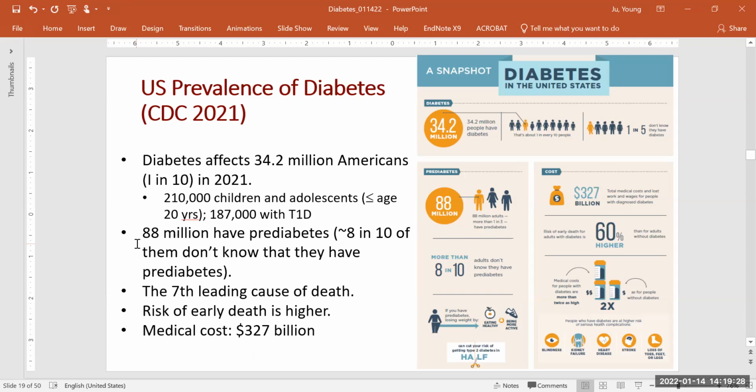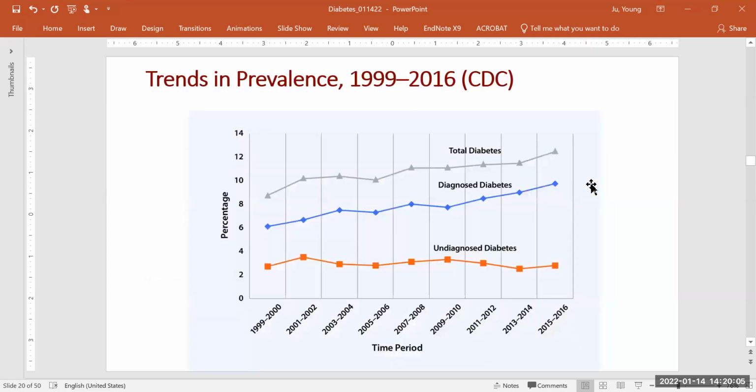Diabetes is the 7th leading cause of death in this country. The risk of early death for people with diabetes is about 60% higher than for people without diabetes. And the total medical cost and lost work for people with diagnosed diabetes is about $327 billion per year, which is twice as high as those costs for people without diabetes.